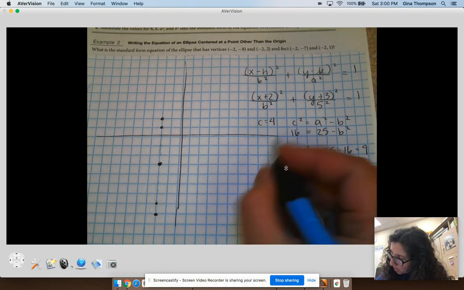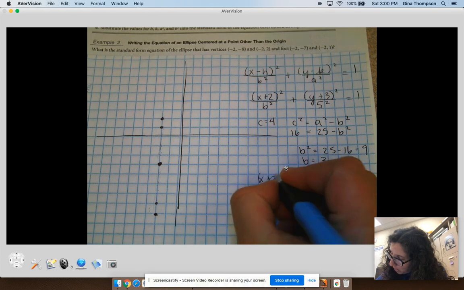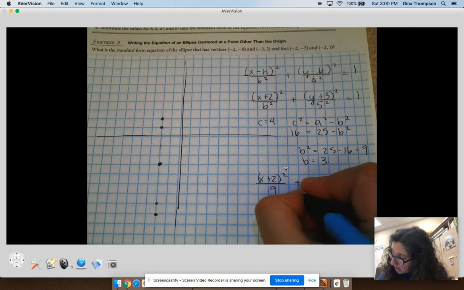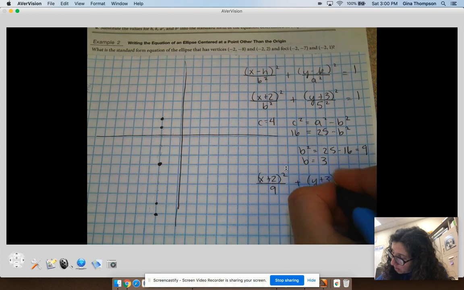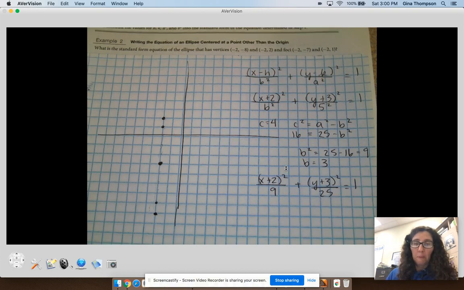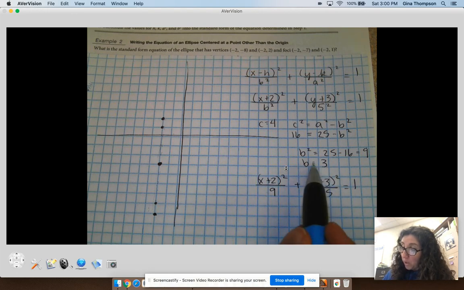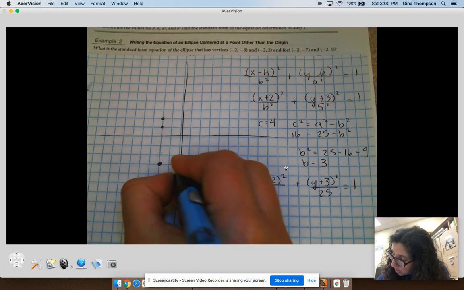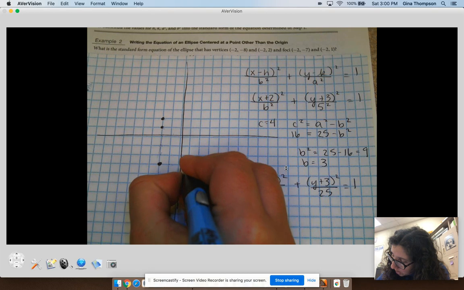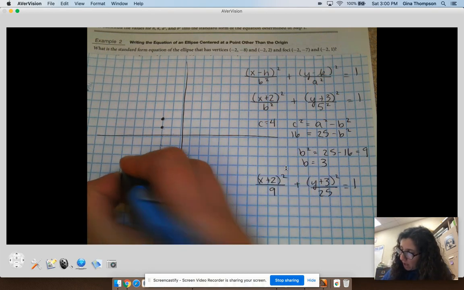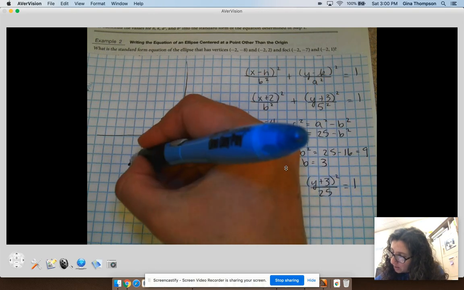So now we know our equation. X plus 2 squared over 9 plus y plus 3 squared over 25 equals 1. Okay, and let's just finish graphing this for fun. We know that b is 3, so we're just going to go 3 units, 1, 2, 3, in either direction from our center. And now we could connect the dots to make our ellipse.